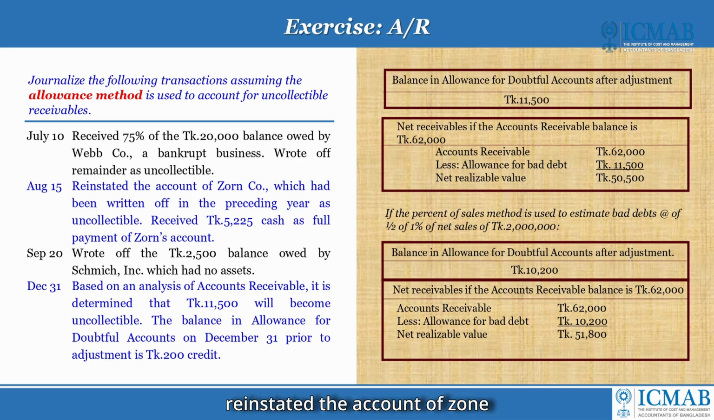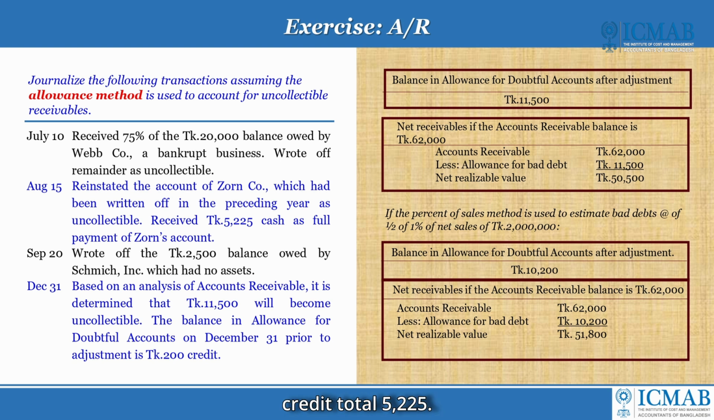On July 15, the account of Jones Company, which had been written off in the preceding year as uncollectible, was reinstated. Now we have received taka 5,225 cash as full payment of Jones account. So here we have to give two journal entries. First one is account receivable account debit and allowance for doubtful account credit. Amount is 5,225.